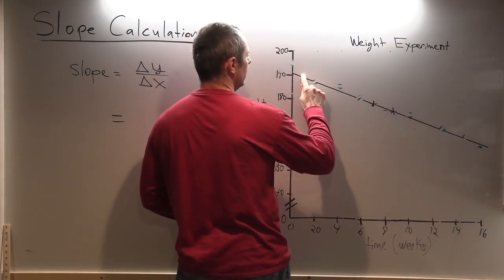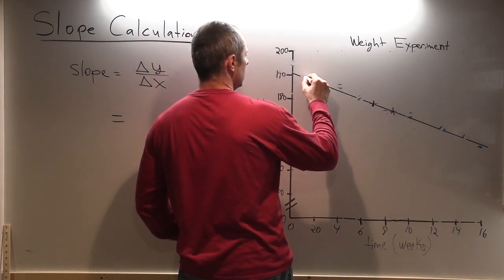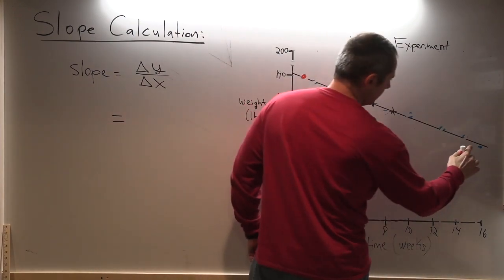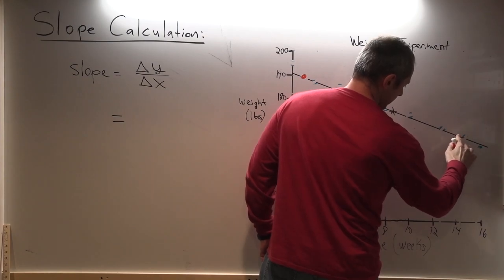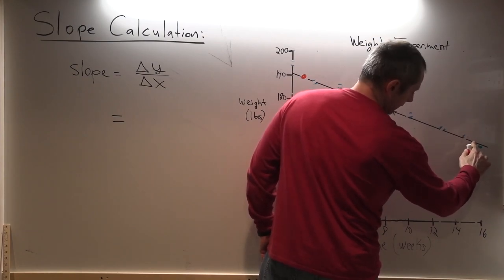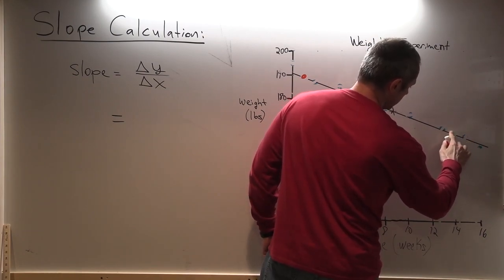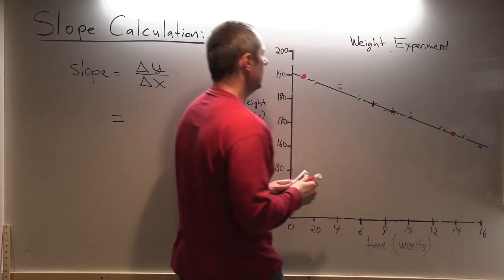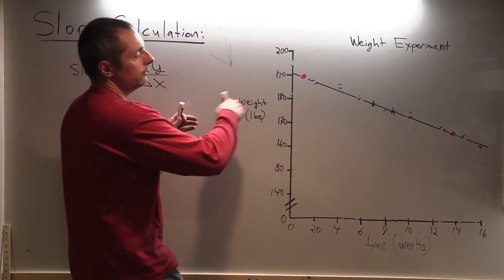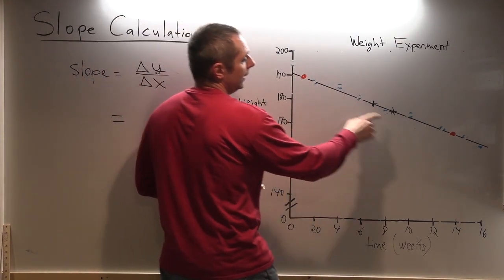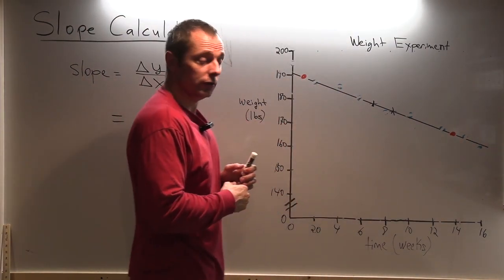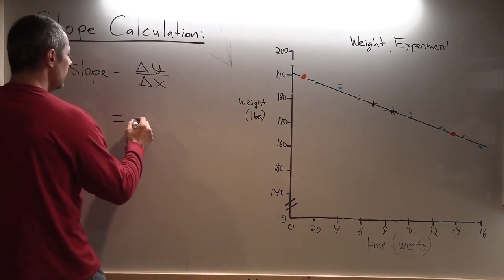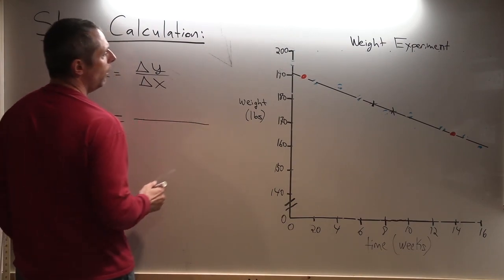So let me go like right here. And maybe right, yeah, I could go right here. So I put 2 dots very near the beginning, very near the end, or you could put it right at the beginning and right at the end. That's good too. So then what I do is I do the change in y.